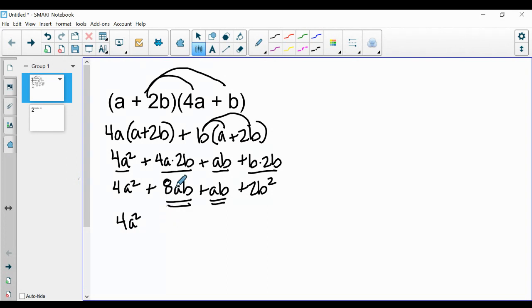So we have 4A squared. Then we have 8AB and 1AB for 9ABs. And nothing can combine with our 2B squared.